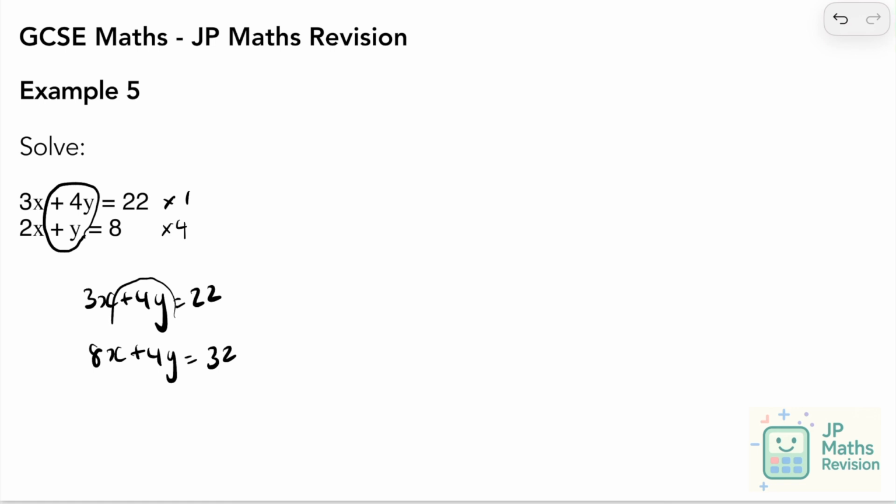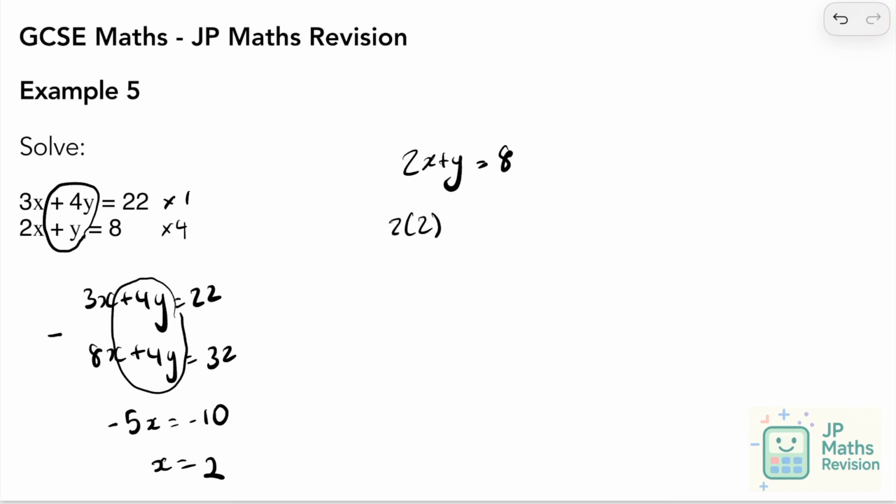So I'm going to use the rule same sign subtract. We've got a plus 4y and a plus 4y, so I'm going to subtract. So we end up with minus 5x equals minus 10, and therefore x is equal to 2. Now I'm going to pick an equation, the top one or the bottom one. I'm going to go with the bottom one this time. So 2x plus y equals 8. Sub in x equals 2. So 2 times 2 plus y equals 8. So 4 plus y equals 8. And y is therefore equal to 4.